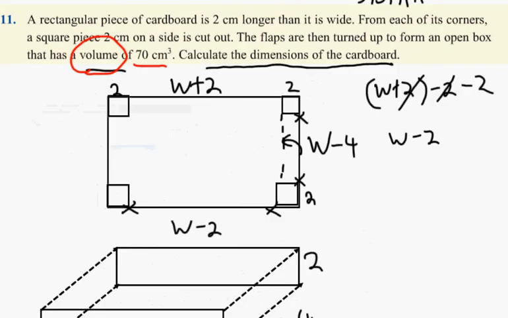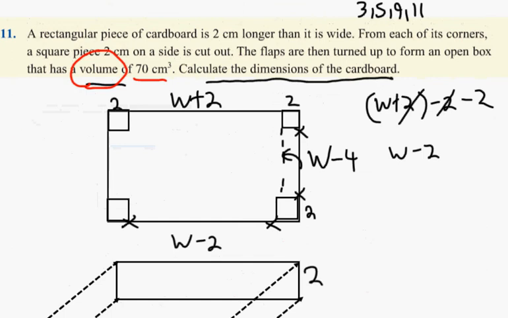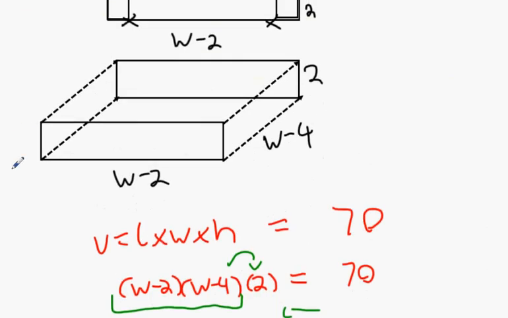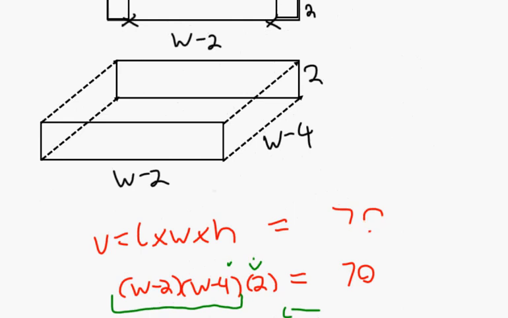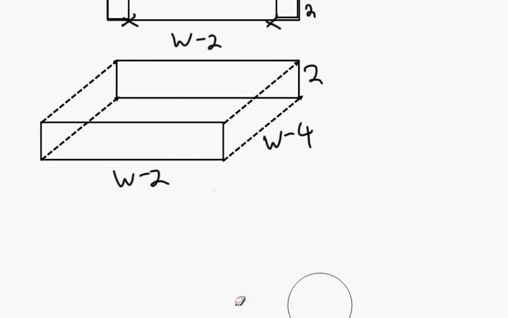Reread the question, guys. It says calculate the dimensions of the cardboard. What does dimensions mean again? Remember, w is 9. So what does dimensions mean? Dimensions means calculate the width, the length, and the height. The width is 9 minus 2. What's 9 minus 2? 7. The length, or w minus 4, is 9 minus 4, which is 5. So you can do it like this.